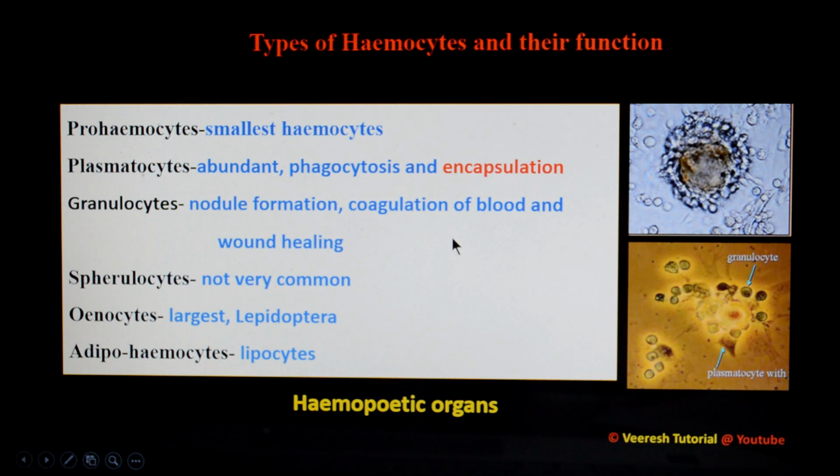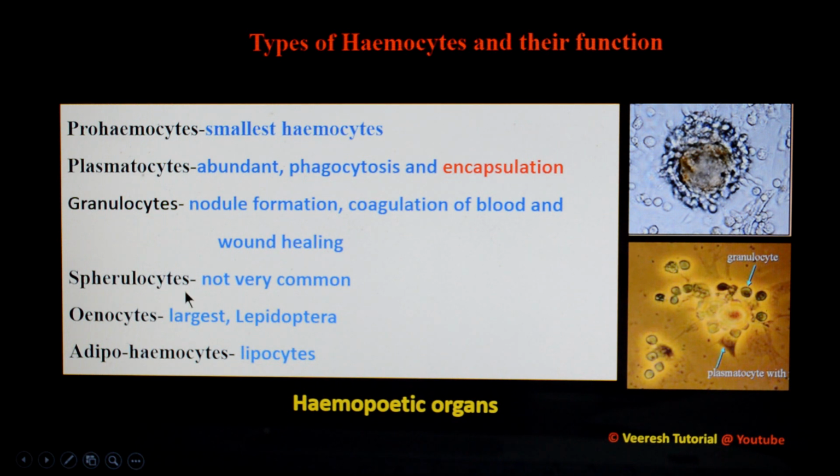Coagulation of blood and wound healing: in order to protect the site of injury from pathogenic infection, these coagulocytes rupture their cells at the site of injury. So it forms a layer and then prevents the loss of blood and helps wound healing.